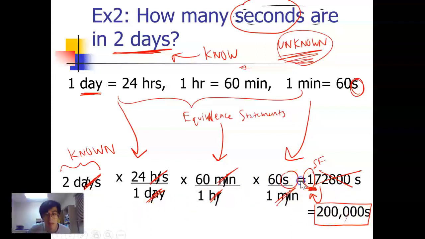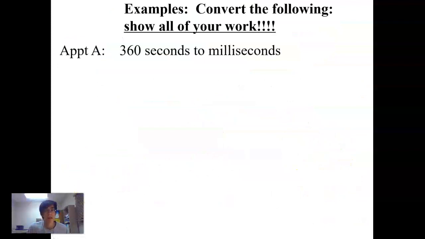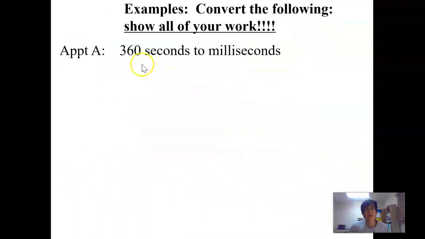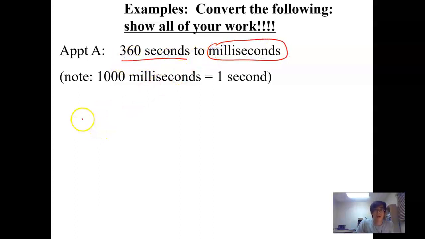So, check it out. Let's do a couple more problems. Okay, you have 360 seconds, and I want to convert it to milliseconds. So that is my equivalent statement. So I'm going to underline what I know, and I'm going to circle what I don't know. Okay, first I'm going to write 360 seconds because I know what that is.